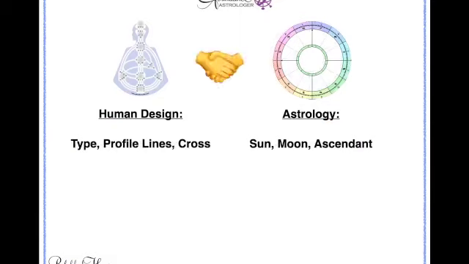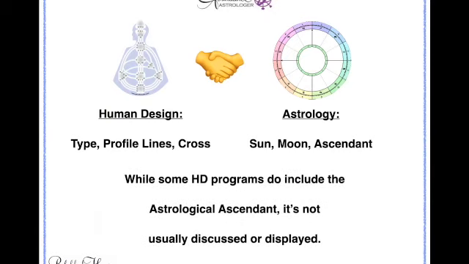When people in the human design community first start chatting with each other, the primary subject to start with is usually what are your profile lines, and what is your incarnation cross. For astrologers, that conversation is usually about the sun, the moon, and the ascendant. And I will say that not all human design programs include the astrological ascendant, and it's not usually discussed or displayed, but from my point of view, I feel like it really does play a big part, and I will usually check to see where that sits in the human design body graph.